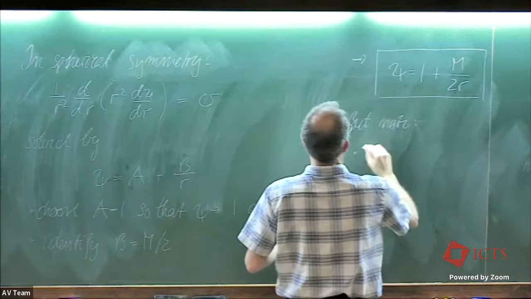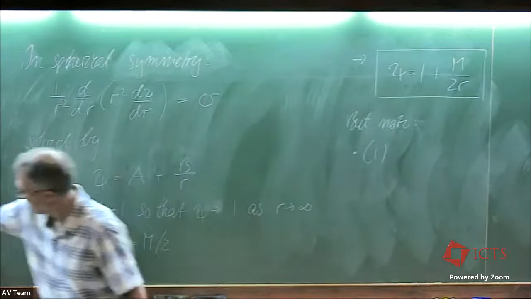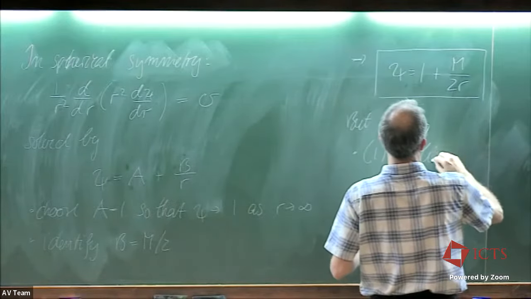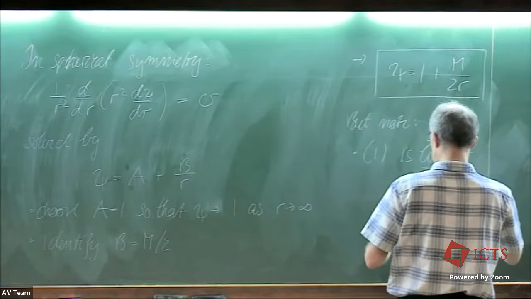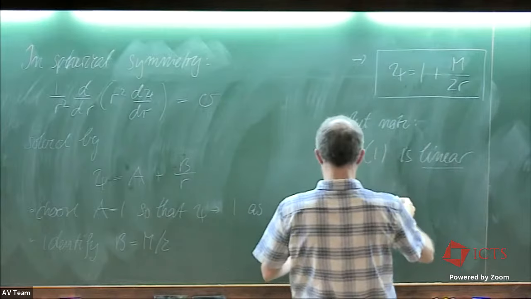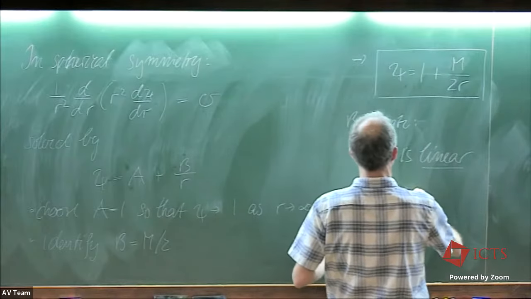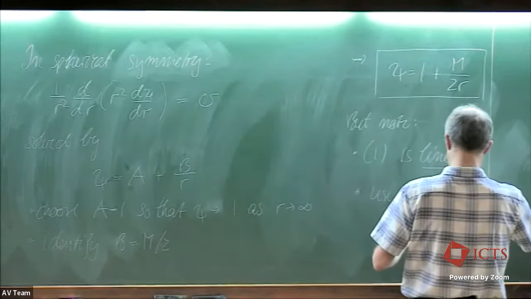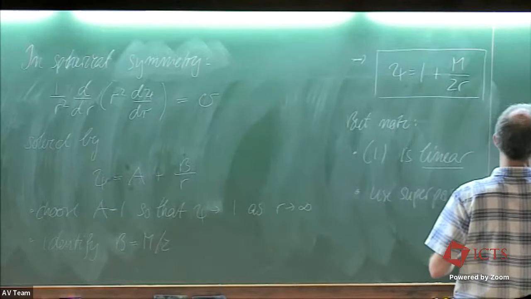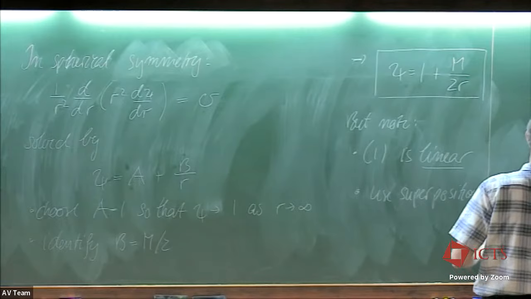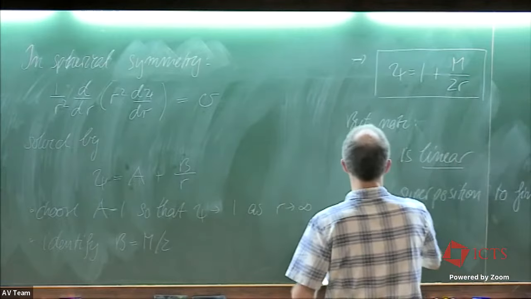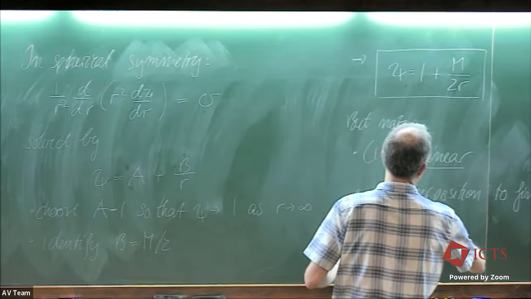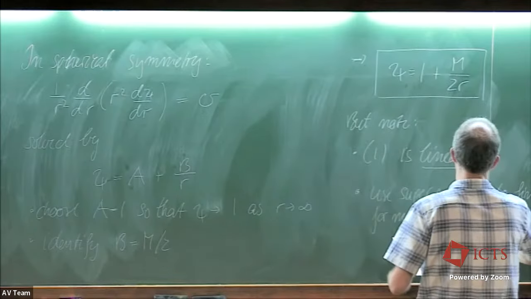So what we note, okay, equation 1, this one, is linear. Okay, so that means we use superposition to find solutions for multiple black holes.